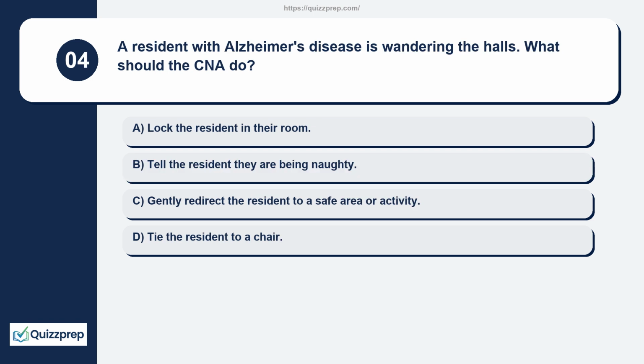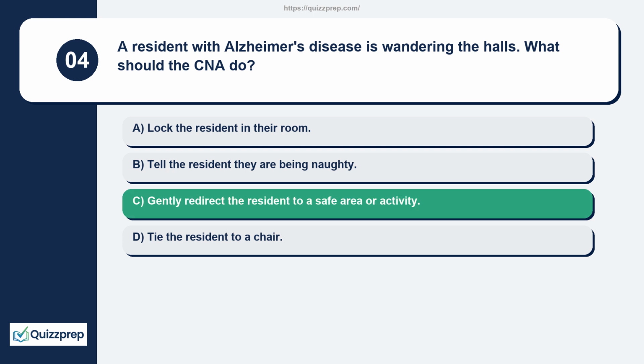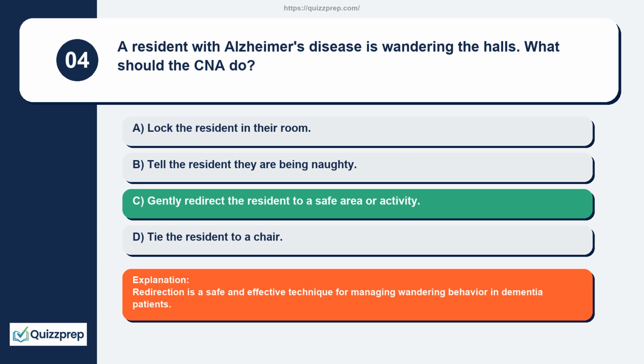Question 4. A resident with Alzheimer's disease is wandering the halls. What should the CNA do? Lock the resident in their room. Tell the resident they are being naughty. Gently redirect the resident to a safe area or activity. Tie the resident to a chair. Redirection is a safe and effective technique for managing wandering behavior in dementia patients.